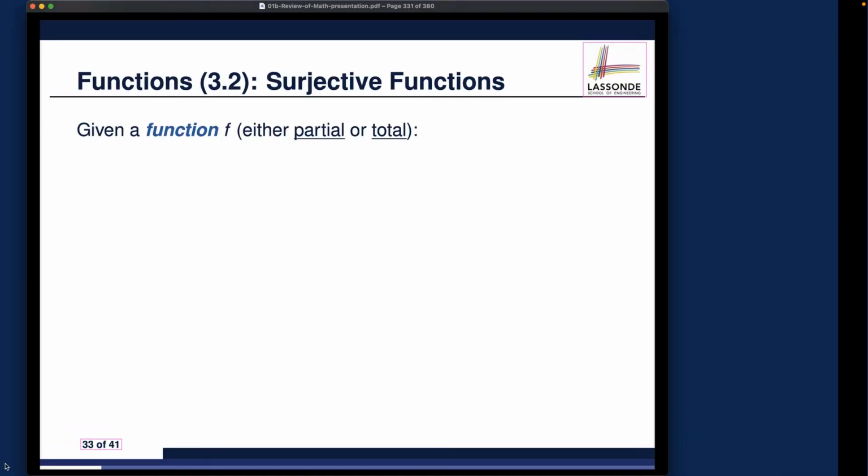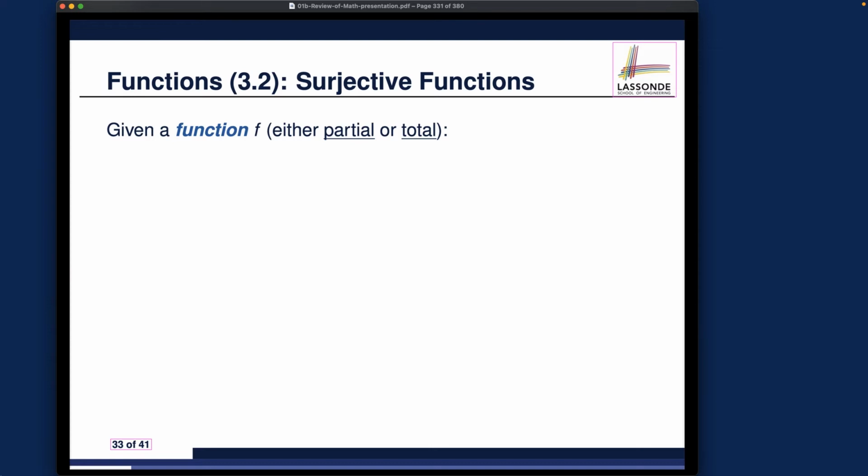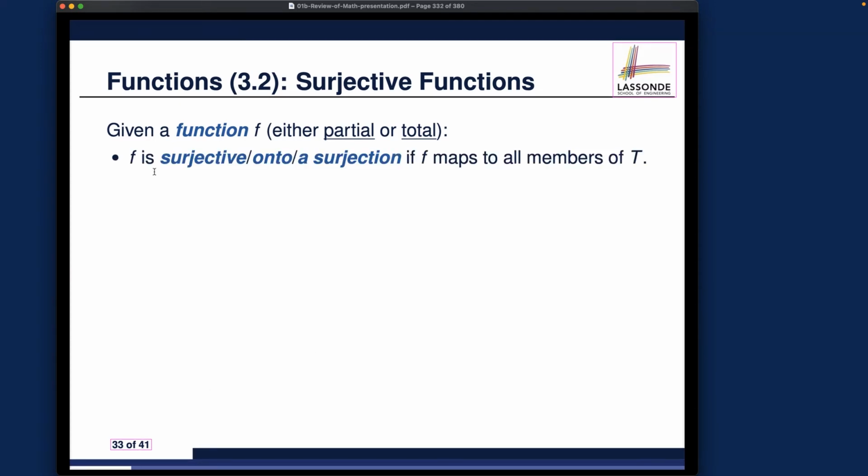Okay, let's now move back and see the definition of what a surjective function is. A function f, either partial or total, is surjective, or we say onto function. This might be the term you have heard before in your earlier math course. Anyway, f is surjective, or you can say f is a surjection, if f maps to all of the members of T. T is the second set from which we build the function. Let's see the formal definition. So f will be surjective if and only if the range of f is exactly equal to T, right?